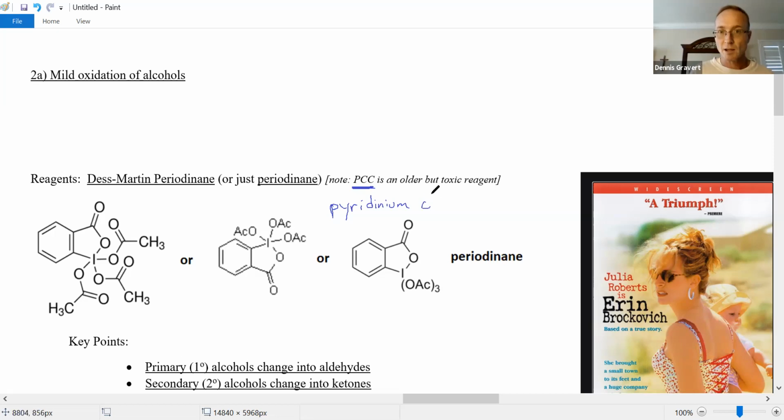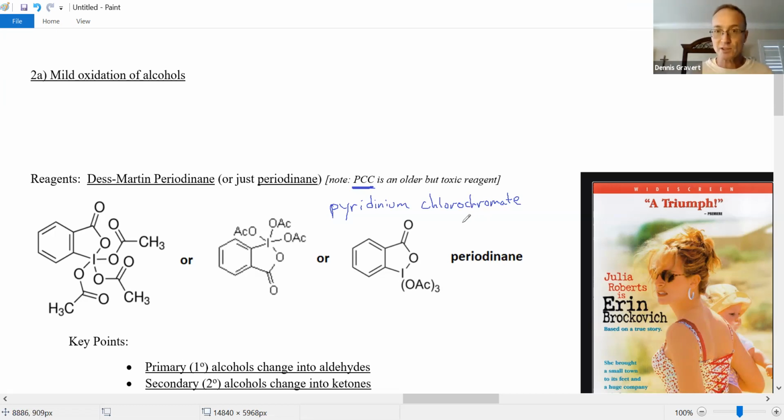Pyridinium chlorochromate. It has chromium with a high oxidation number, and it's quite toxic. So we're going to avoid using that.